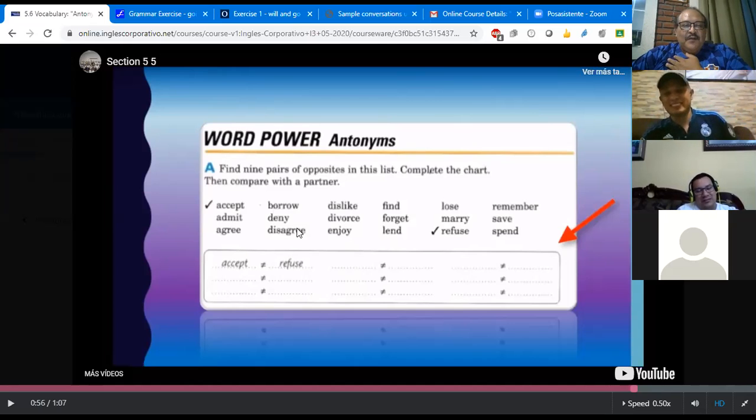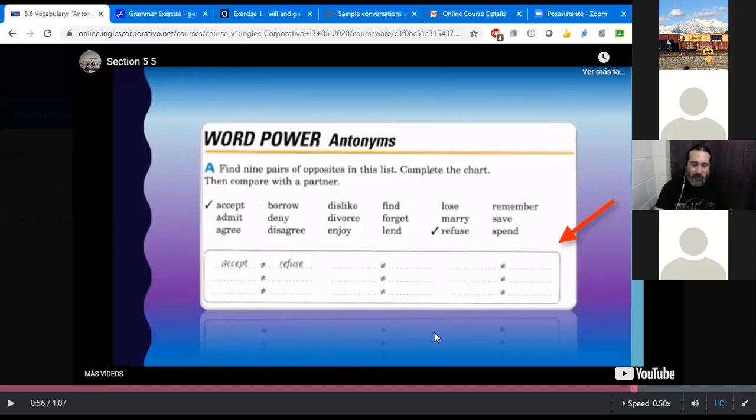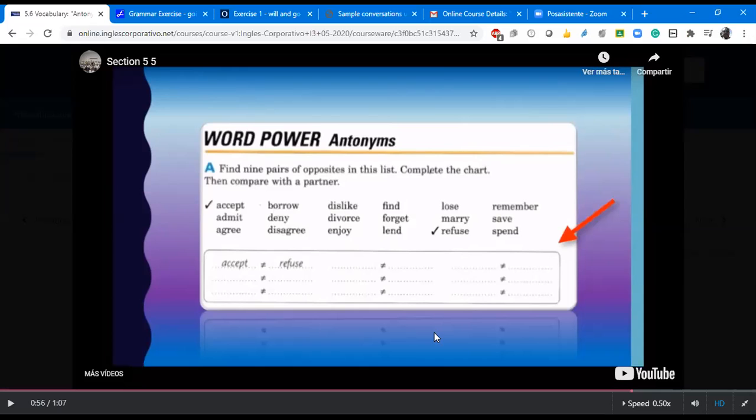And what is another one? We have agree and disagree. Another sentence. Agree and disagree.